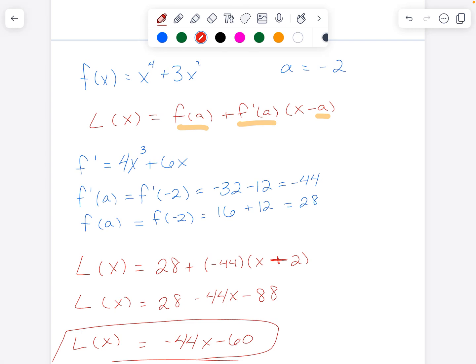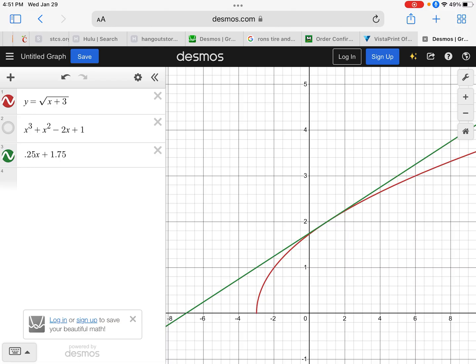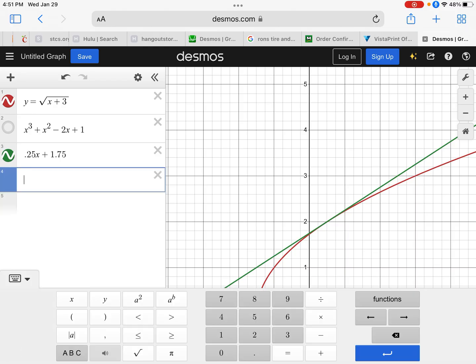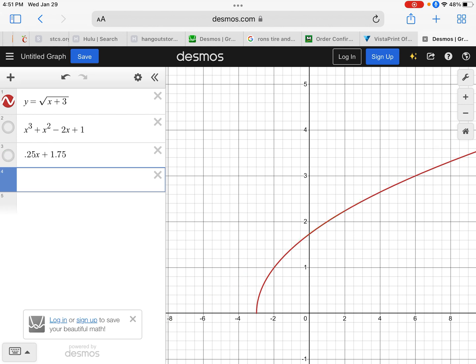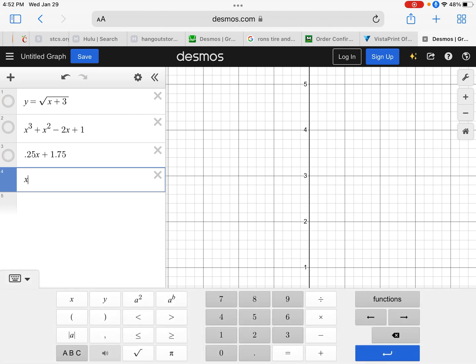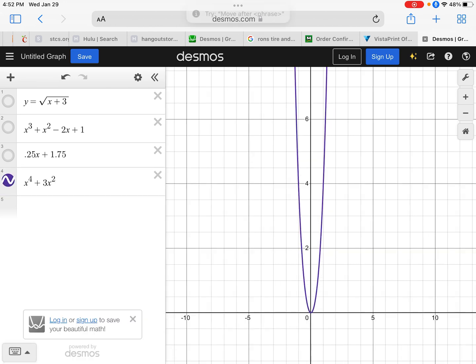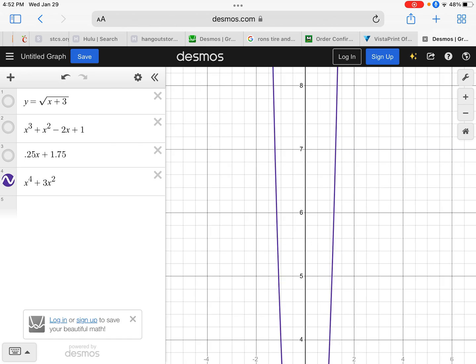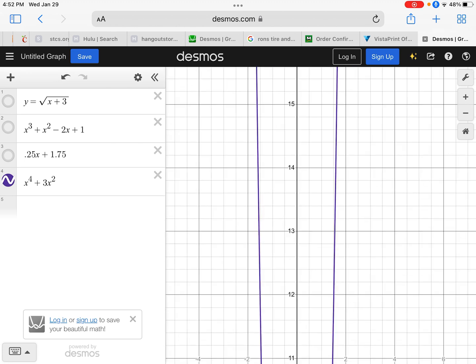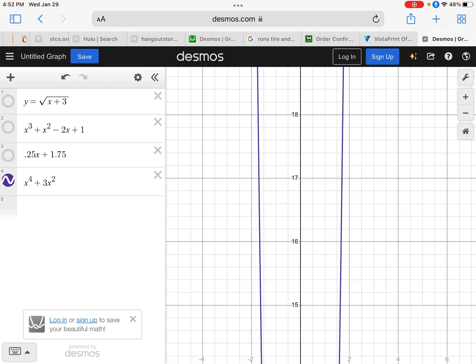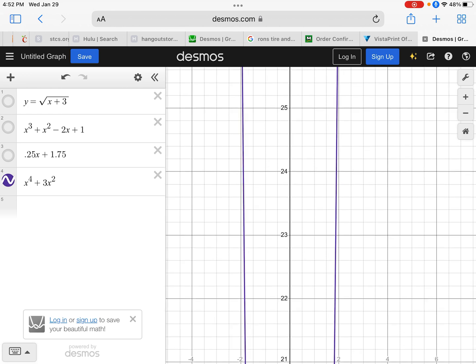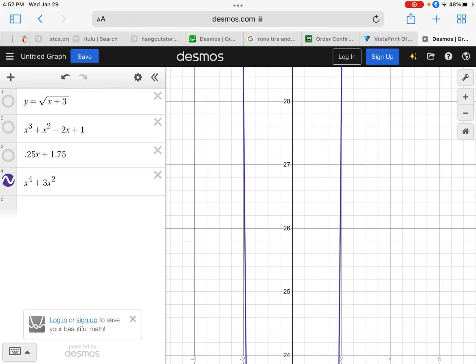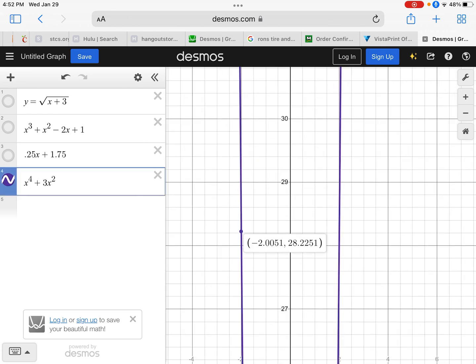Which makes sense. If you were to graph that x to the 4th plus 3x squared, let's get rid of that. X to the 4th plus 3x squared. You go to negative 2. I mean, at negative 2, you're already pretty steep here. So negative 2, I'm not even at negative 2. There, I'm getting to negative 2, almost there. There's negative 2, that's pretty steep.